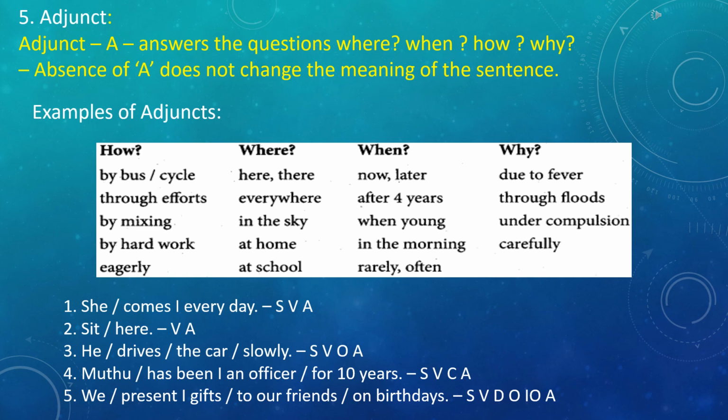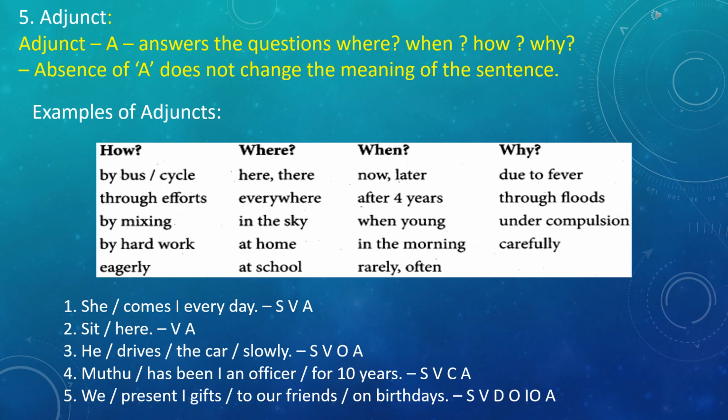So the examples of adjuncts: how is it, the means, by bus, by cycle, by mixing, by hard work, etc. Where: everywhere, in the sky, at home, tells us about the place. When tells us about the time: now, later, after 4 years, etc. Why tells us the reason: due to fever, through floods, etc.